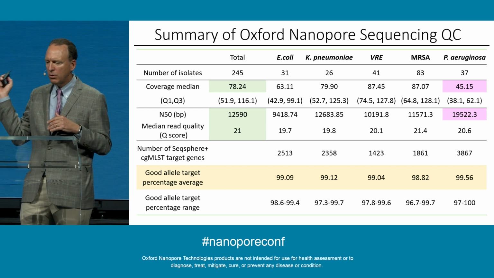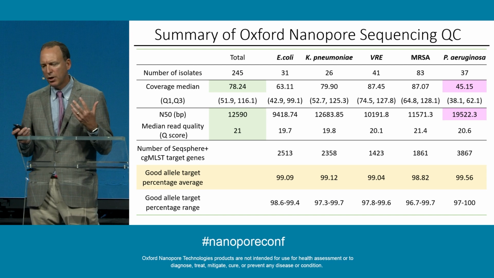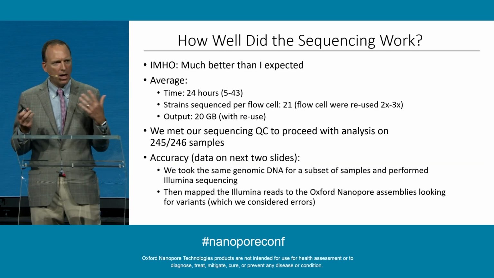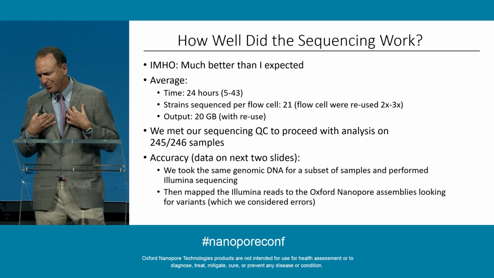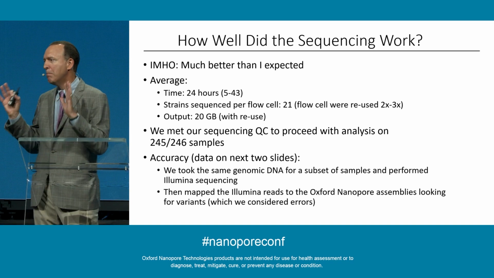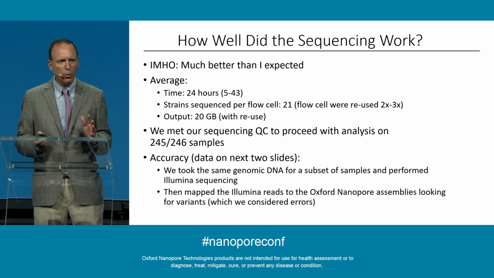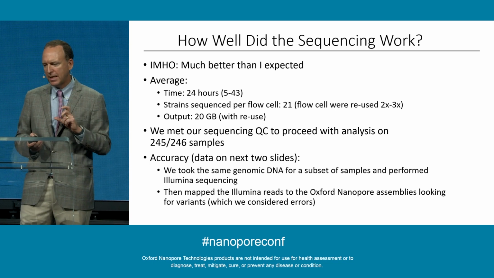So that's the yellow line, 99% plus ability to analyze our targets, which is well above what's needed to call genetic relatedness among bacteria. So how well, in addition to that, did the sequencing work? Okay, being not a sequencing guru, I'm going to say much better than I expected. Time: 24 hours from when she grabbed those isolates to when she completed genetic analysis.